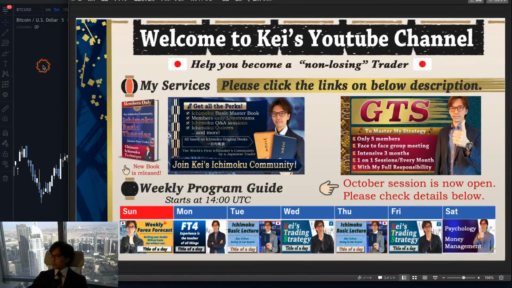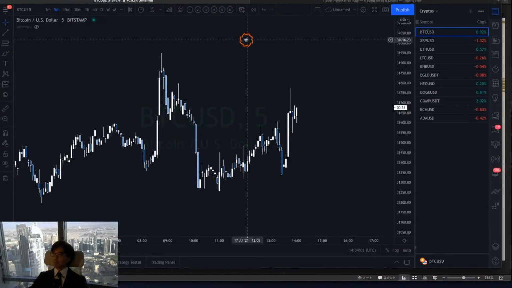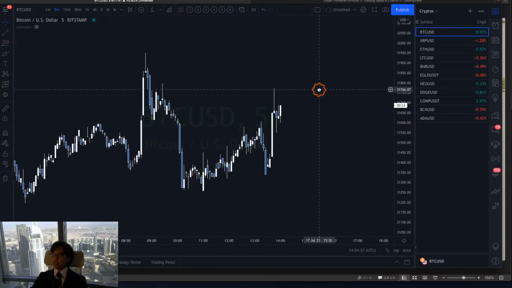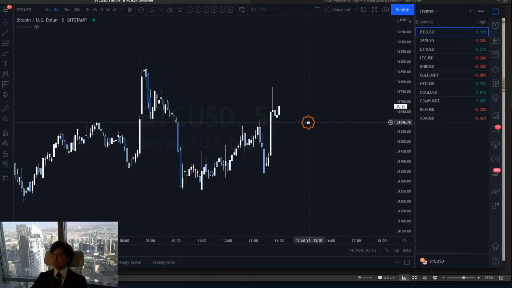Okay, so here is the Bitcoin, and this is in 5-minute chart. As mentioned before, I will cover the price action, and I will be watching this Bitcoin and some other cryptocurrencies since they're moving over the weekends. So now this is in 5-minute chart and this is going sideways, but as per 5-minute chart, this is uptrending as you can see here.